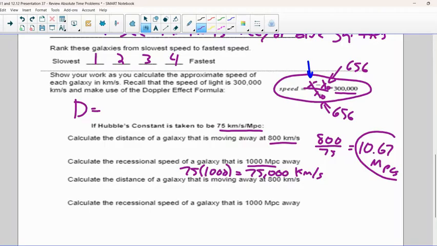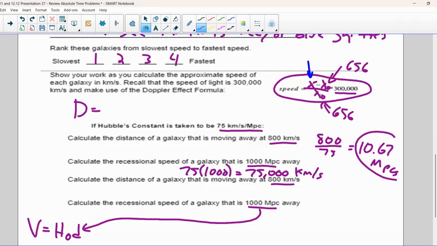All right, it looks like I goofed up here and did the same exact speed and distance for these other ones. But what you really should look at is that the velocity is equal to Hubble's constant times distance. So whatever distance I give you, I plug it into there, and Hubble's constant is 75. So I just multiply whatever distance I give you times 75.